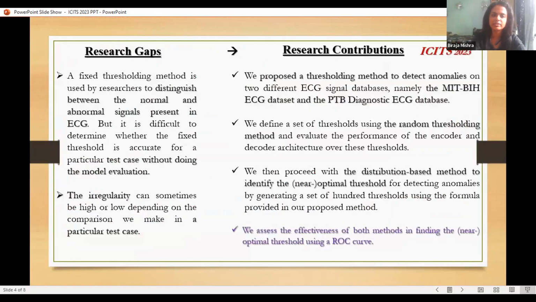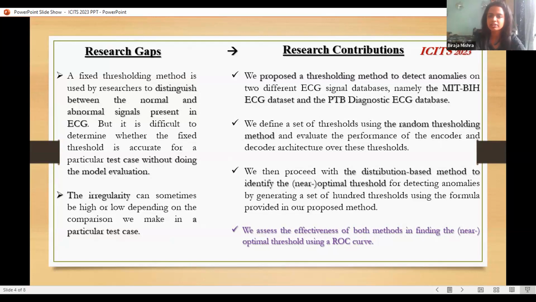While doing the literature survey, we have got the following research gaps. Almost all the works have used a fixed thresholding method to distinguish between the normal and abnormal signal. But it may not be accurate for all the test cases, as the irregularity may vary from test case to test case. So in order to address these research gaps, we have given the following research contributions.